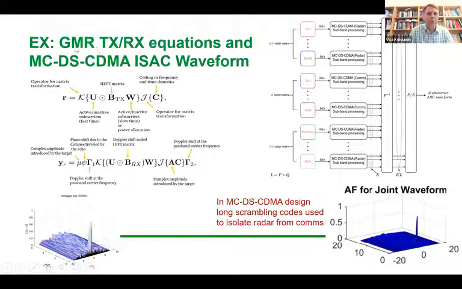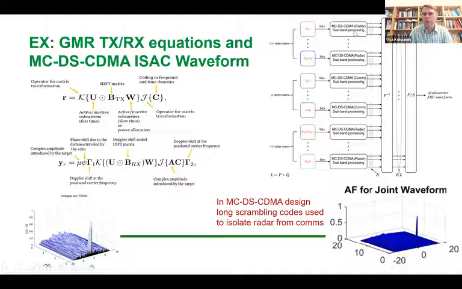We developed this generalized multi-carrier radar model and derived some transmitter and receiver equations for such a model. And just by filling in these matrices appropriately, you can create many of the models that I presented on the previous page. Here on the right, there's an example where we use a multi-carrier DS-CDMA model for this joint radar communications. And so you allocate a certain number of subcarriers for the communication part.